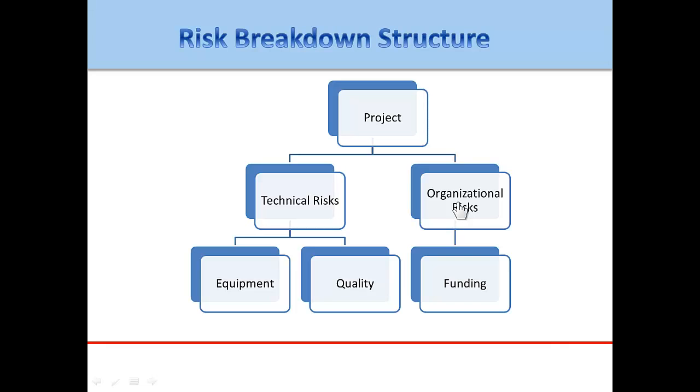We could also add other categories such as internal risk, external risk, financial risk, human resources risk, etc. Each of these categories in turn, such as technical risk, can be broken down into more detailed subcategories. So technical risk can be broken down into equipment, quality, and lots of other subcategories. The purpose for all of these tools is to get as many of the risks into the risk register so that they can potentially be managed as part of the project control process.